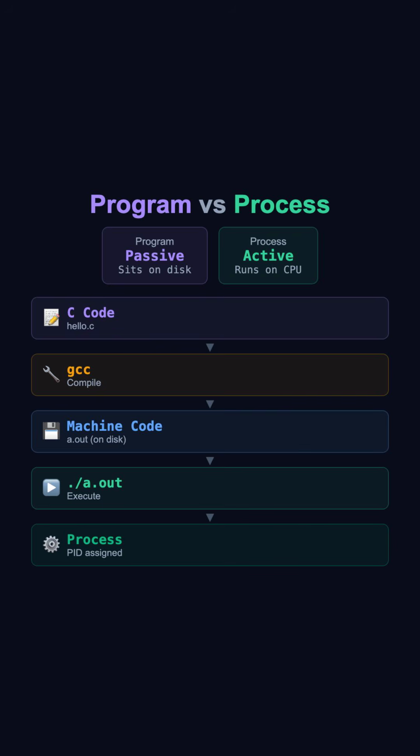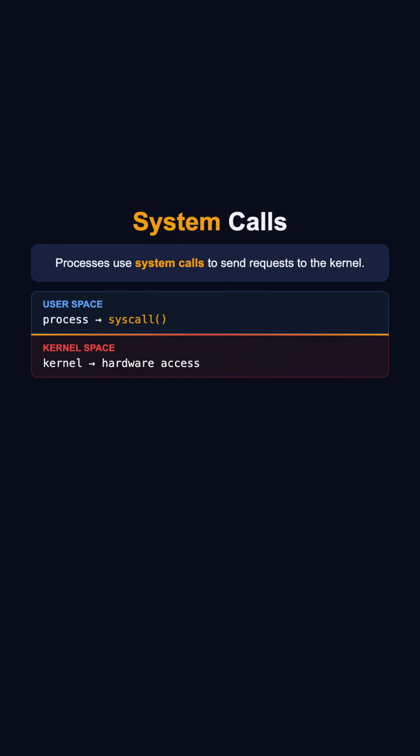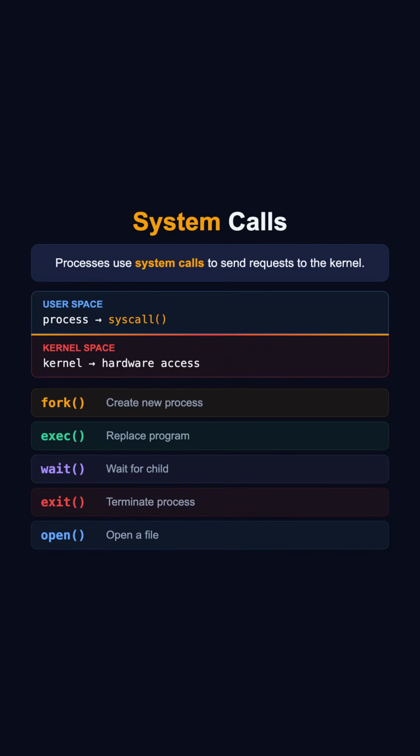Processes cannot access hardware directly. Instead, they use system calls to send requests to the kernel. Disk access, networking, and creating new processes all go through the kernel. Common system calls include fork, exec, wait, exit, and open.